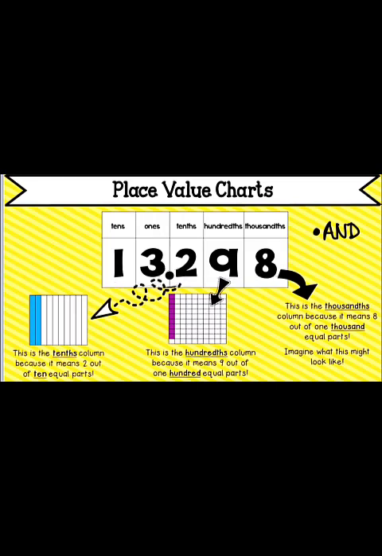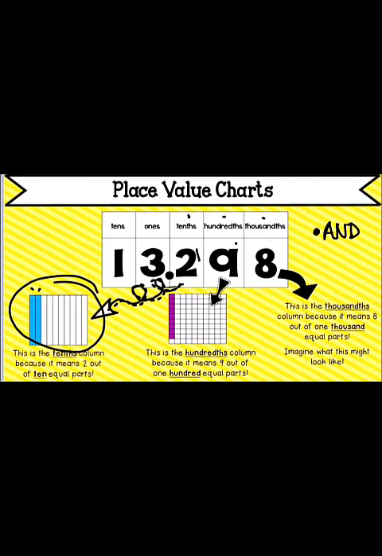Decimal place value goes in this order: tenths, hundredths, then thousandths. In the tenths place, we have a 2. This means that we have 2 out of 10 from the whole. This is 2 out of 10 equal parts.